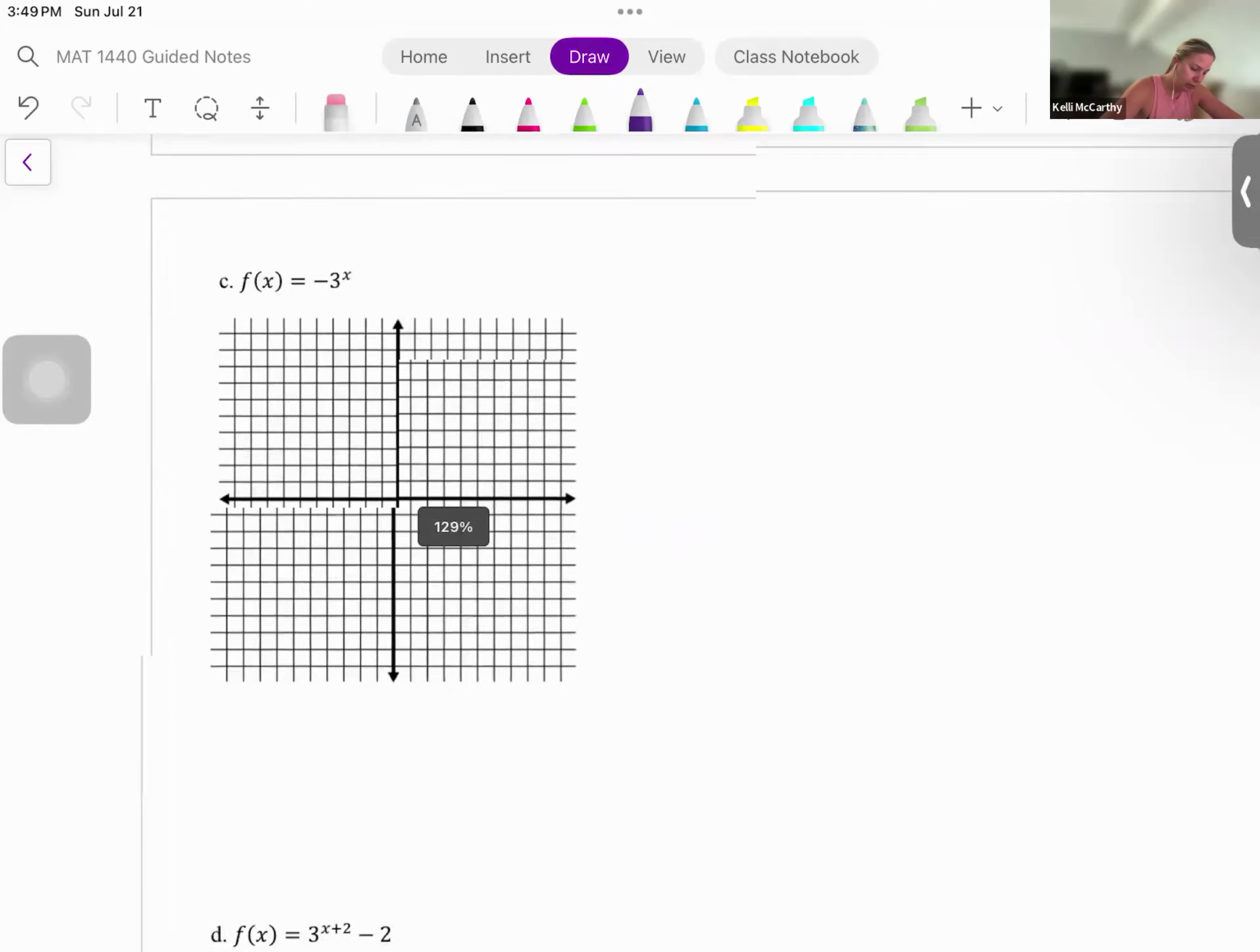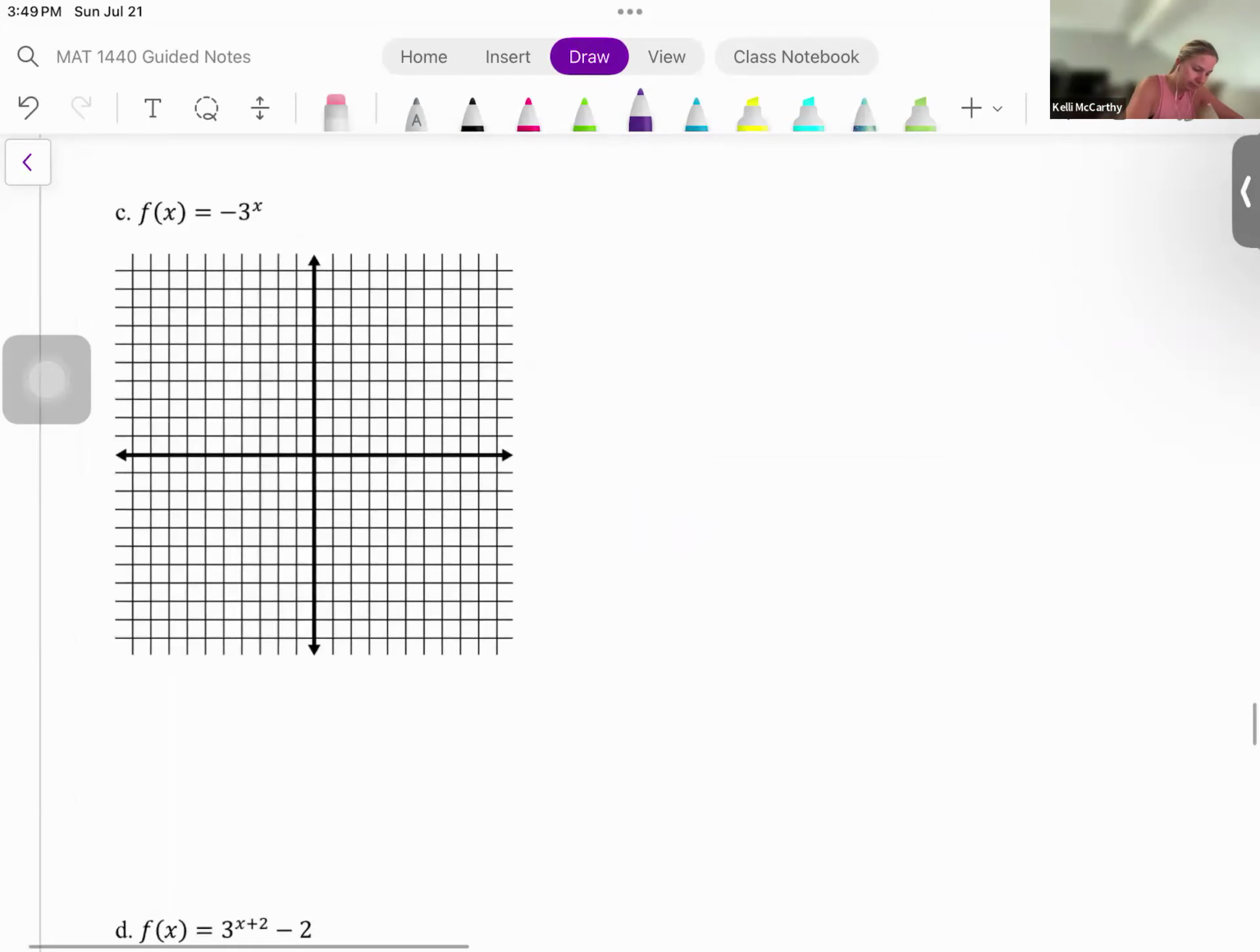f(x) = -3 to the x. We're going to graph this using some transformation. So we're going to identify our parent function as y equals 3 to the x. And that transformation is the multiplication of a negative 1. When we multiply by that negative 1, it's going to reflect about the x-axis.